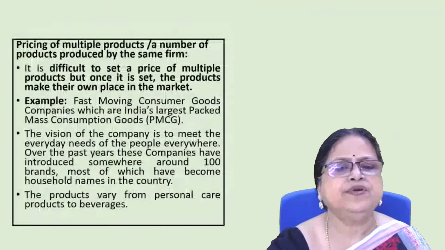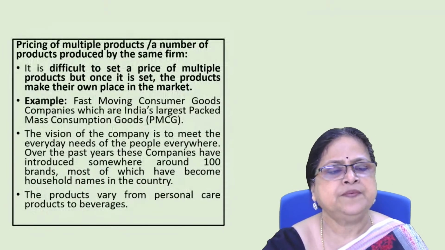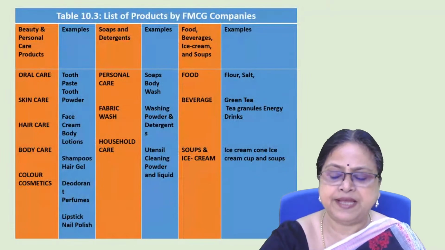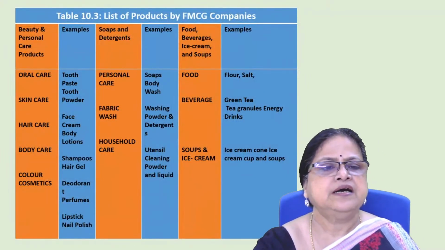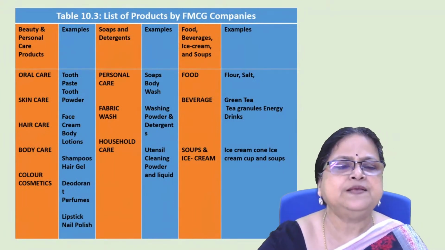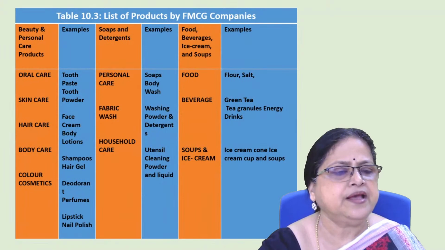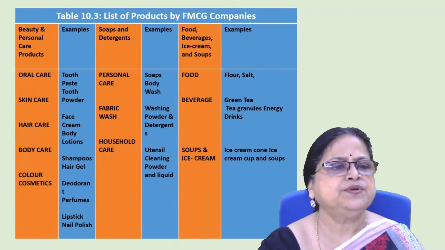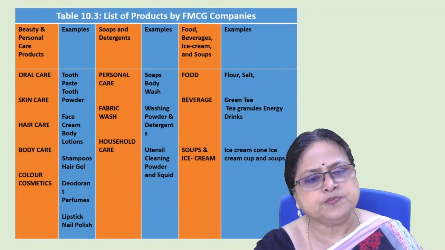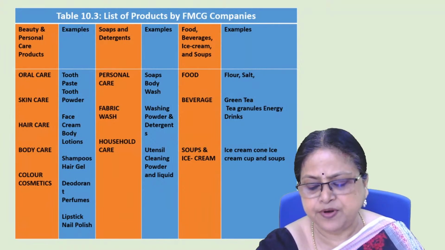Okay. This is the example we have taken here. It is very difficult to set the price of multiple products, but once it is set, the products make their own place in the market. This is an example list of products by FMCG, and you find they are producing different variations of products, like oral care, skin care, hair care, body care, color cosmetics, beauty and personal care products. They are producing everything. Similarly, soap and detergent, soaps for personal care, fabric wash, household care, etc. Similarly, food and beverages, different types of products.